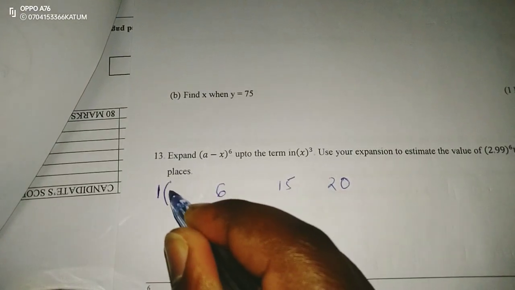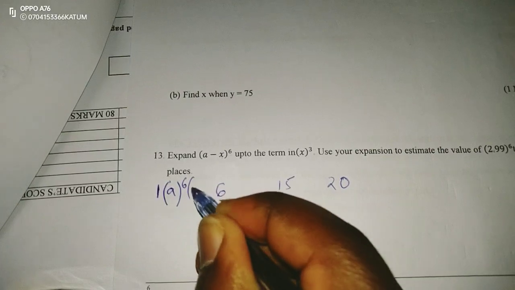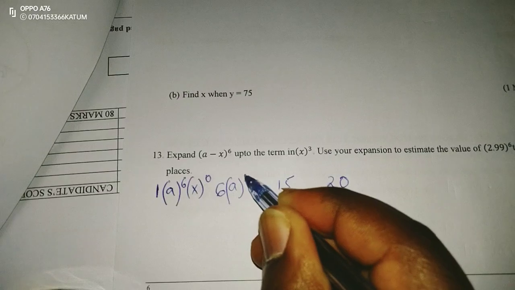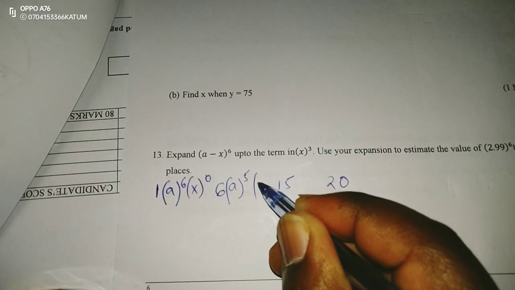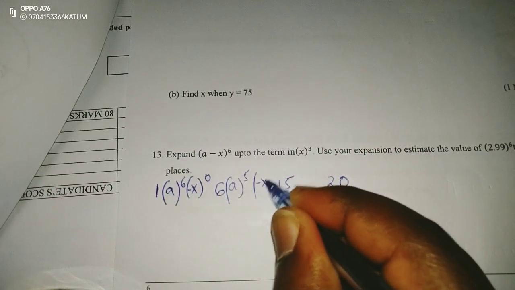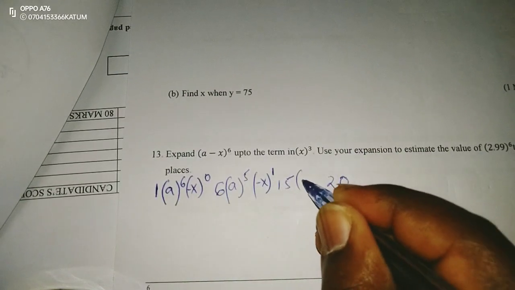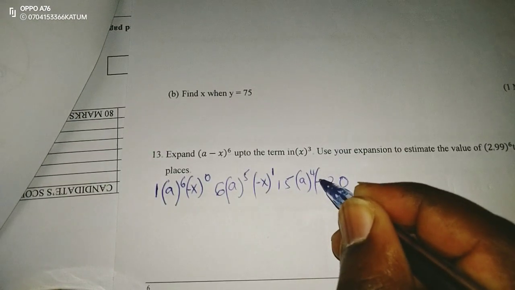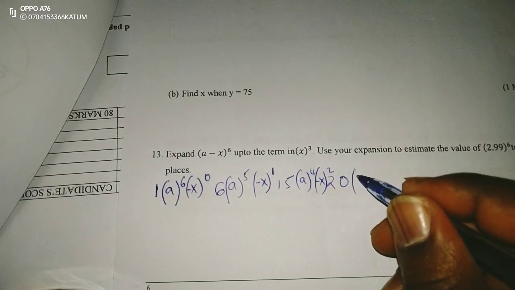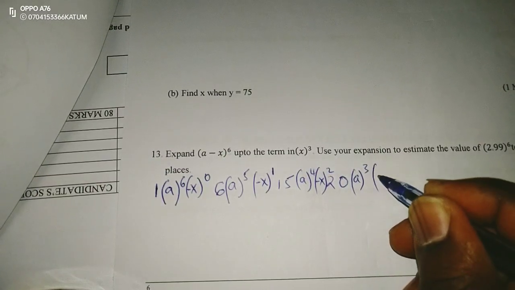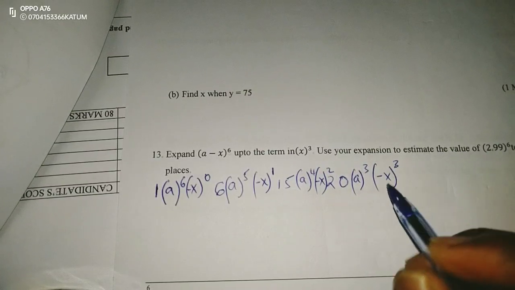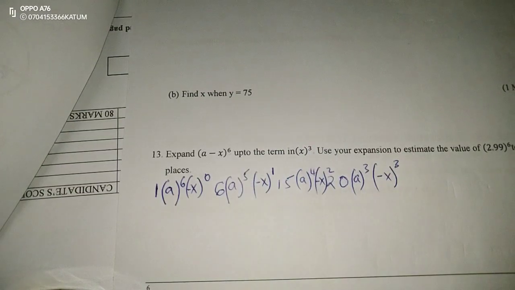So we'll start when a is at power 6, but x is at 0. Then we proceed when a is now 5, and negative x is at power 1. Then a takes 4, negative x takes 2, and in the fourth term we shall have a cubed and negative x also cubed. At any given moment, the powers should add up to 6.